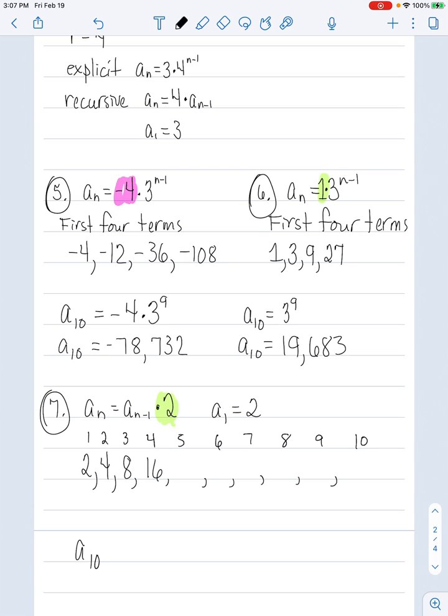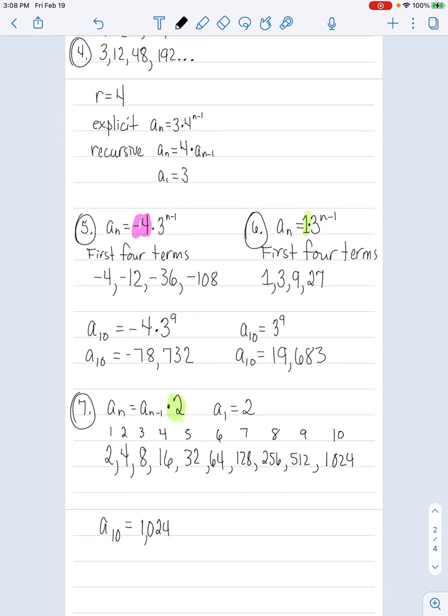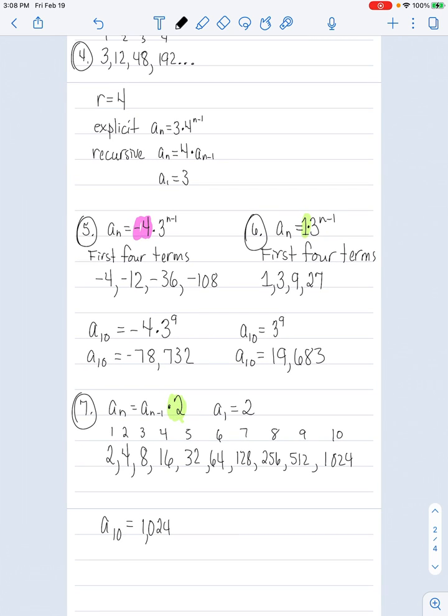So my 5th term, 16 times 2 is 32. 32 times 2 is 64. 64 times 2 is 128. See, I'm just continuing using that pattern, my common ratio. 128 times 2 is 256. 256 times 2 is 512. 512 times 2 is 1,024. So now I have my 10th term as 1,024. So again, I feel like explicit formulas help you find the bigger or the higher number terms, and recursive helps you find the first few terms in a sequence.